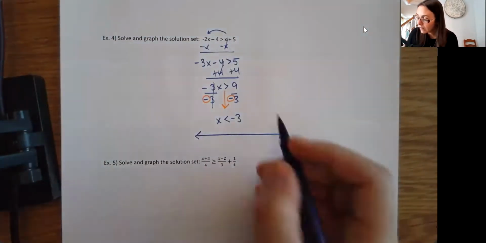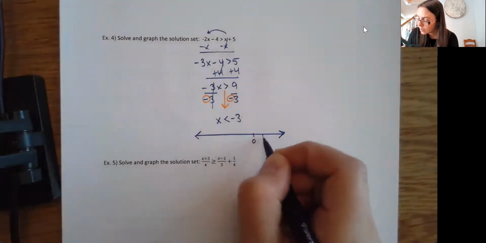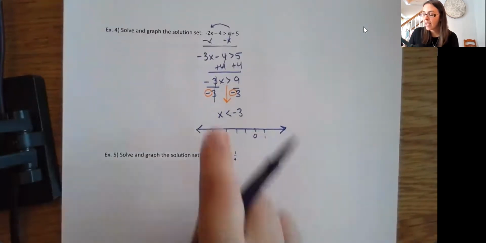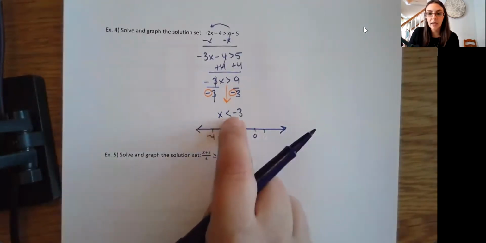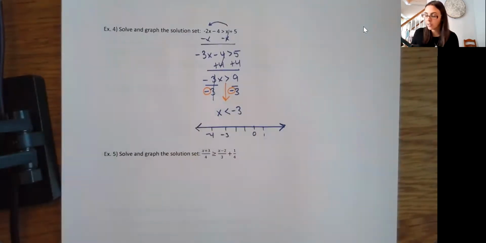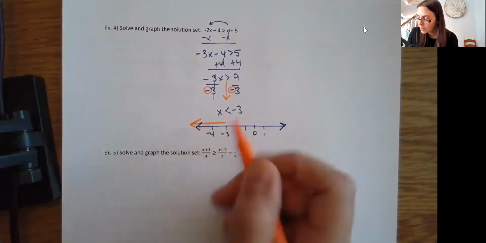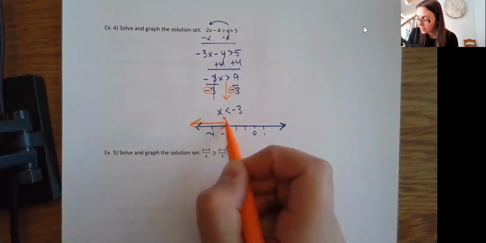I do want to go ahead and graph this. So let's see, I have 0, 1, 2, -3, -4. Now I want x is less than -3. I'm just reading that example here. So I am shading less than, so I'm going to the left. There is no equal sign, so I'm using a parenthesis.